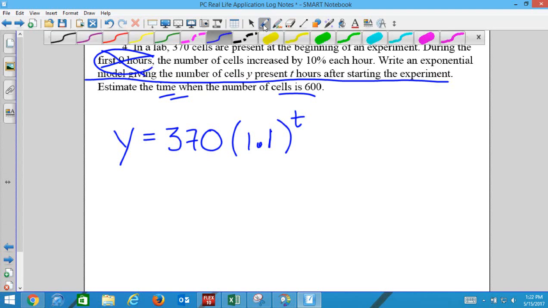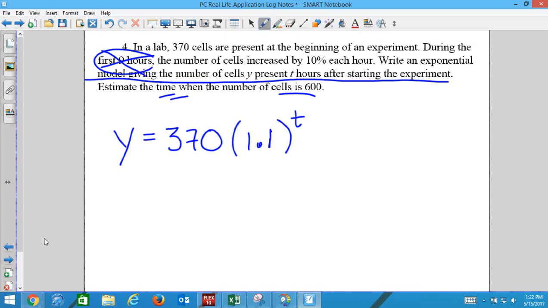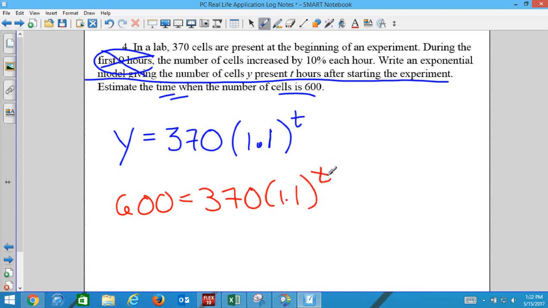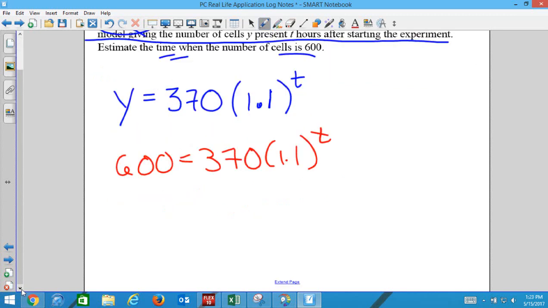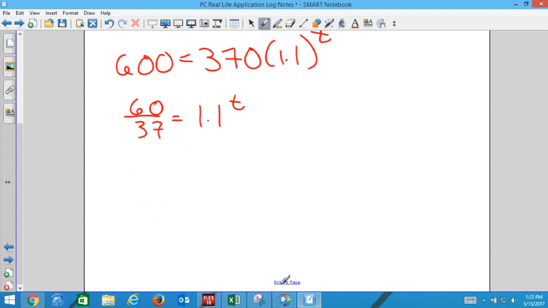The second part now says, now let's put in 600 and see what time that would be. So what I'm going to do to both sides to solve for t. Divide by 370. I'm not going to find a decimal. I'm just going to divide it, maybe reduce a little bit. You don't have to reduce. I did. And I get 60 over 37 equals 1.1 to the t.